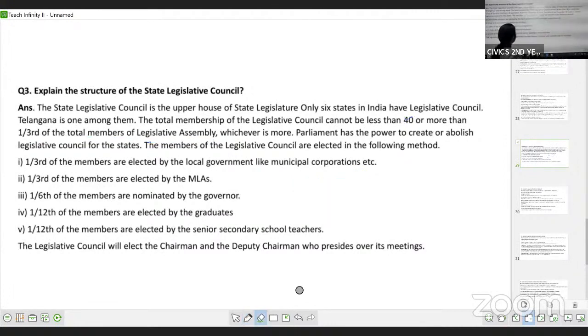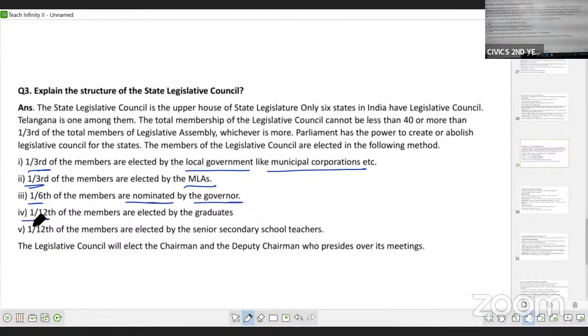Next is how the members of Legislative Council are elected. What is the structure? 1/3 members are elected by local government like municipal corporations and municipalities. 1/3 members are elected by MLAs, members of legislative assemblies. Then 1/6 members are nominated by the governor.